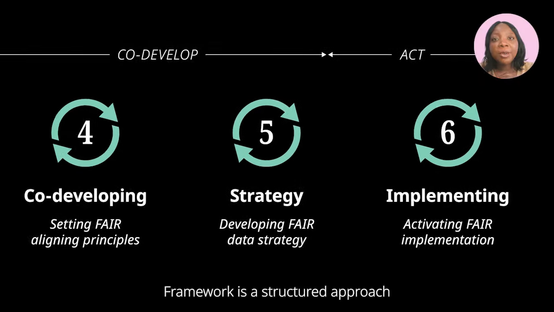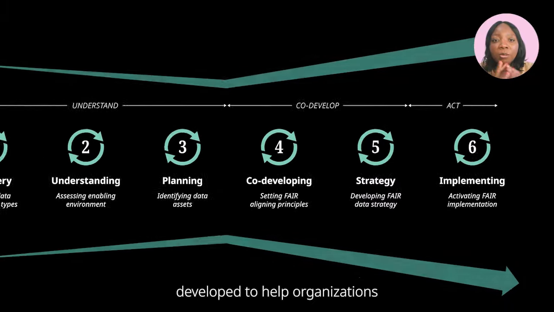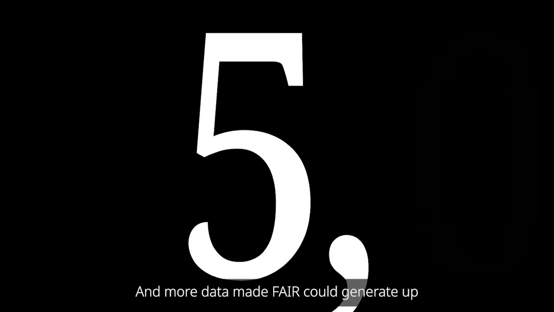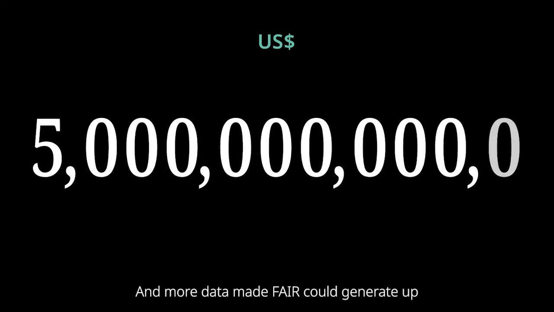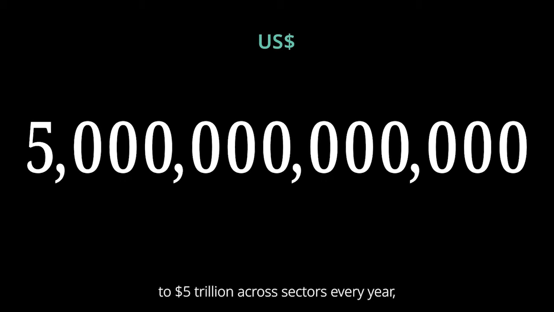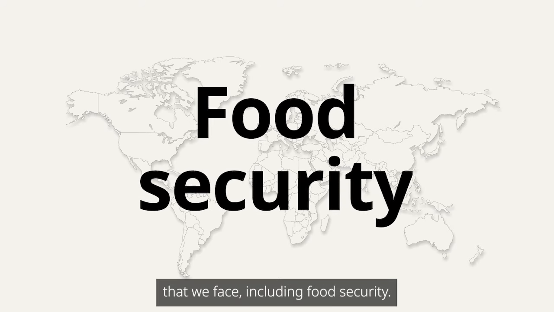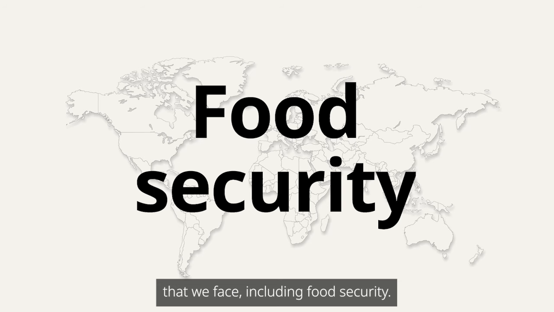So the FAIR process framework is a structured approach developed to help organizations and projects implement these principles more effectively. And more data made fair could generate up to $5 trillion across sectors every year, benefiting the global problem areas that we face, including food security.